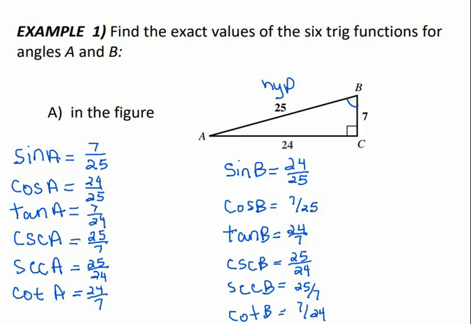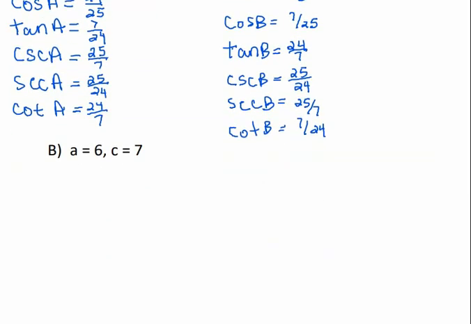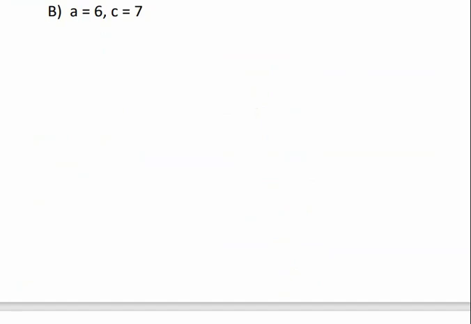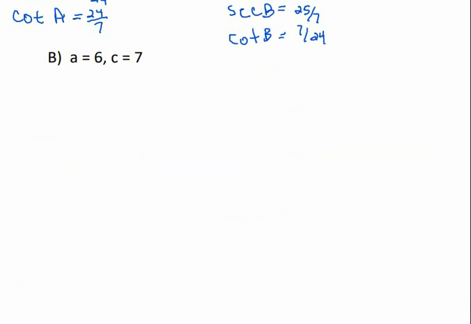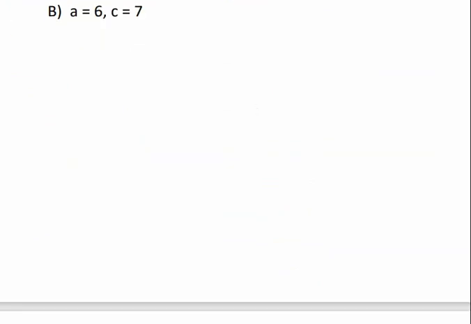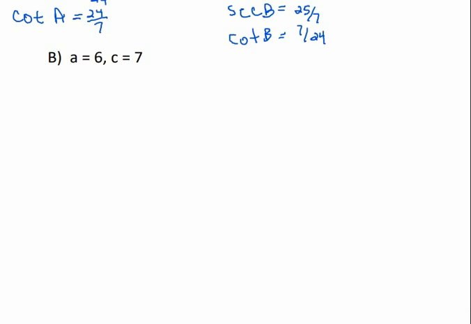All right, and those are the 6 trig functions for both angles. All right, if they want us to find the trig functions for, they're giving us the lengths of two sides, side A and side B. So just like if we were doing the Pythagorean theorem, we're going to assume that side C is our hypotenuse.